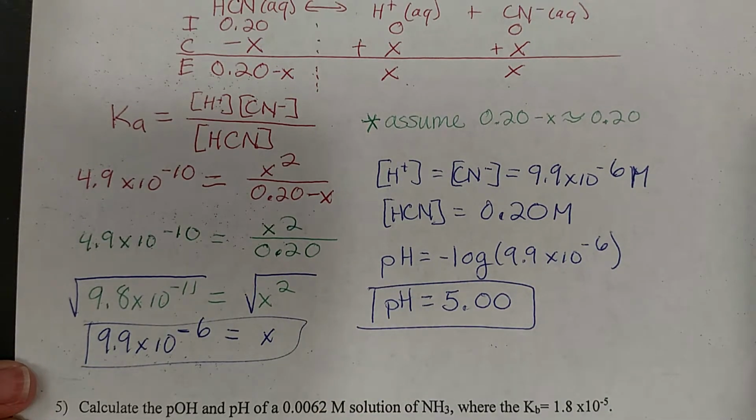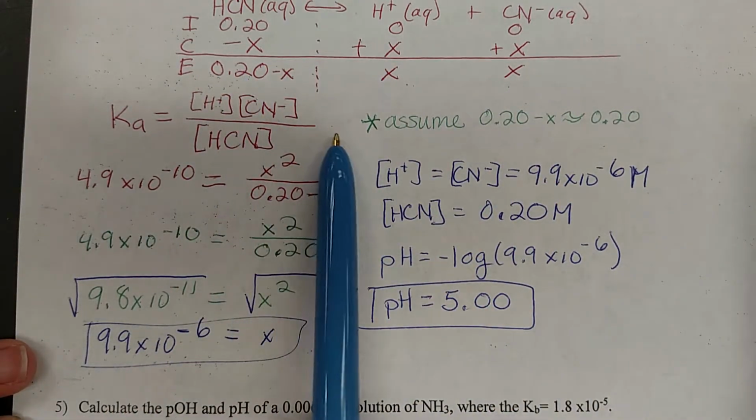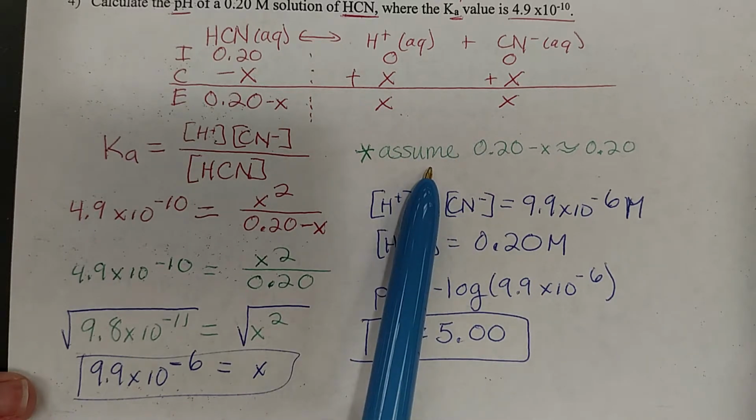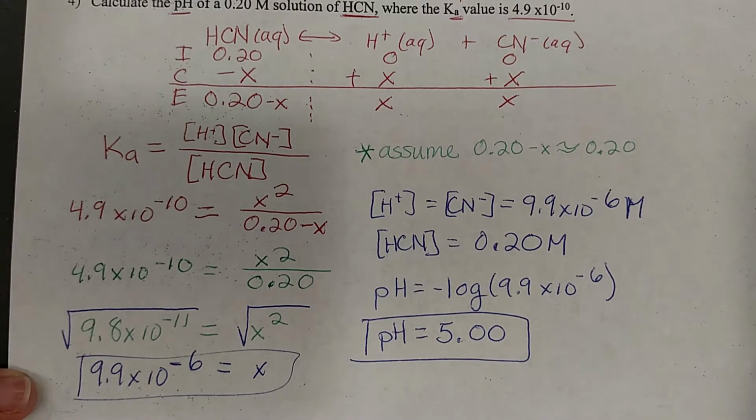So this process becomes kind of quick after a while. Your ice tables are going to look very similar each time. We're going to make that assumption about our x value on the bottom so we can actually calculate our answer and not use a quadratic formula because no one wants that. And then we can calculate our pH.